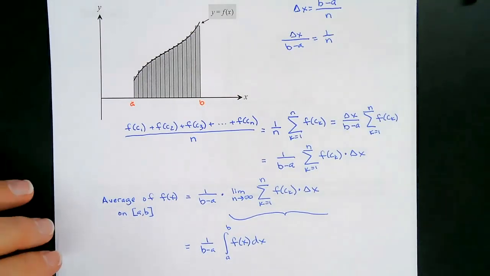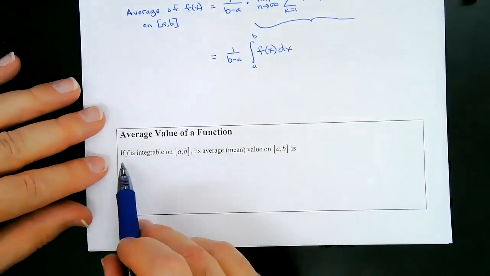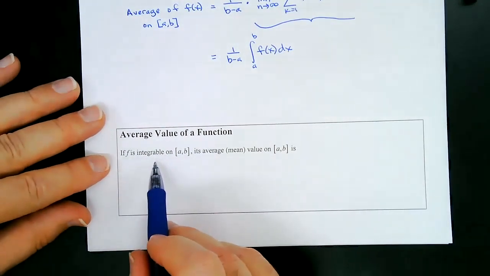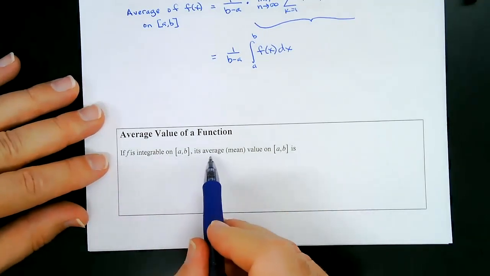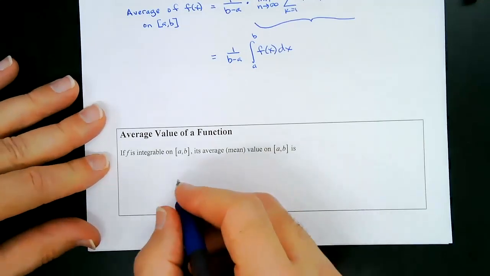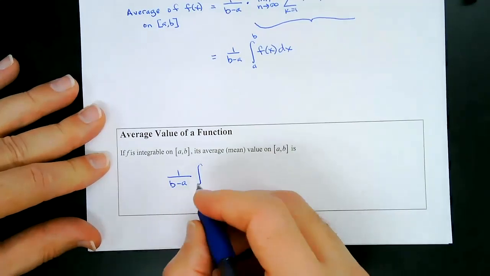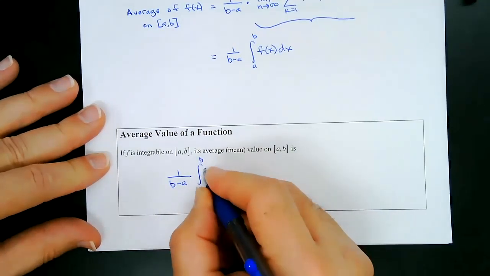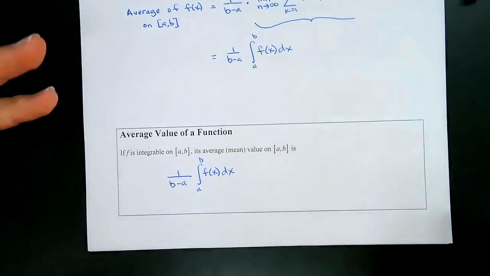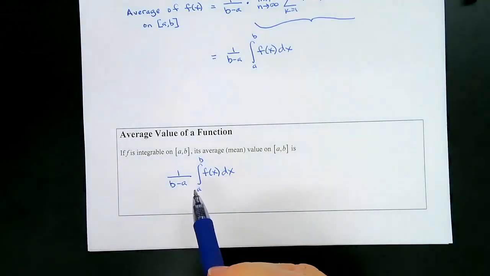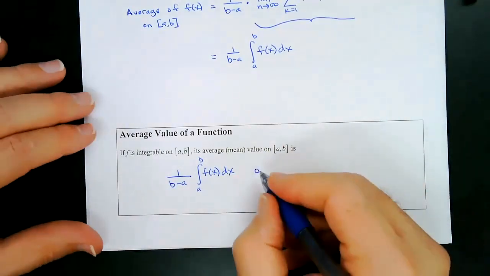All right. So let me slide this up and we'll formally state it. The average value of a function, if f is integrable, that's a hard word to say. If it's integrable, that means we can take the integral. On a to b, its average or mean value is 1 over b minus a times the integral from a to b of f of x dx. Now, I prefer this one, probably because I was taught it this way, but there's another way to write this. And I want you to know that some math professors and some math teachers write it differently.